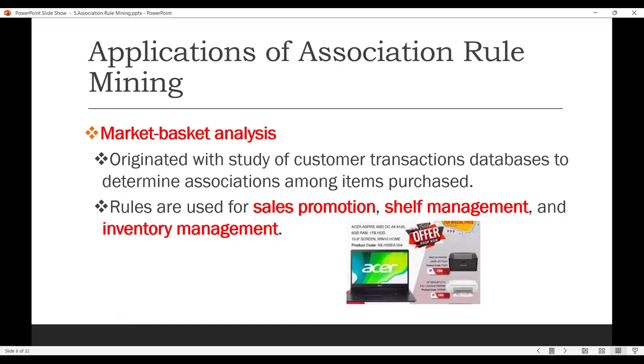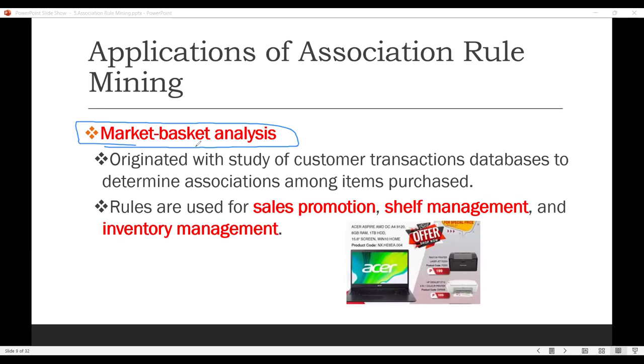Now we will look at the applications of association rule mining. The first application is market basket analysis. That is the first and foremost application of association rule mining. Market basket analysis means, if you are running a business, from the customer purchasing behavior you are extracting some patterns. That is what we call market basket analysis.